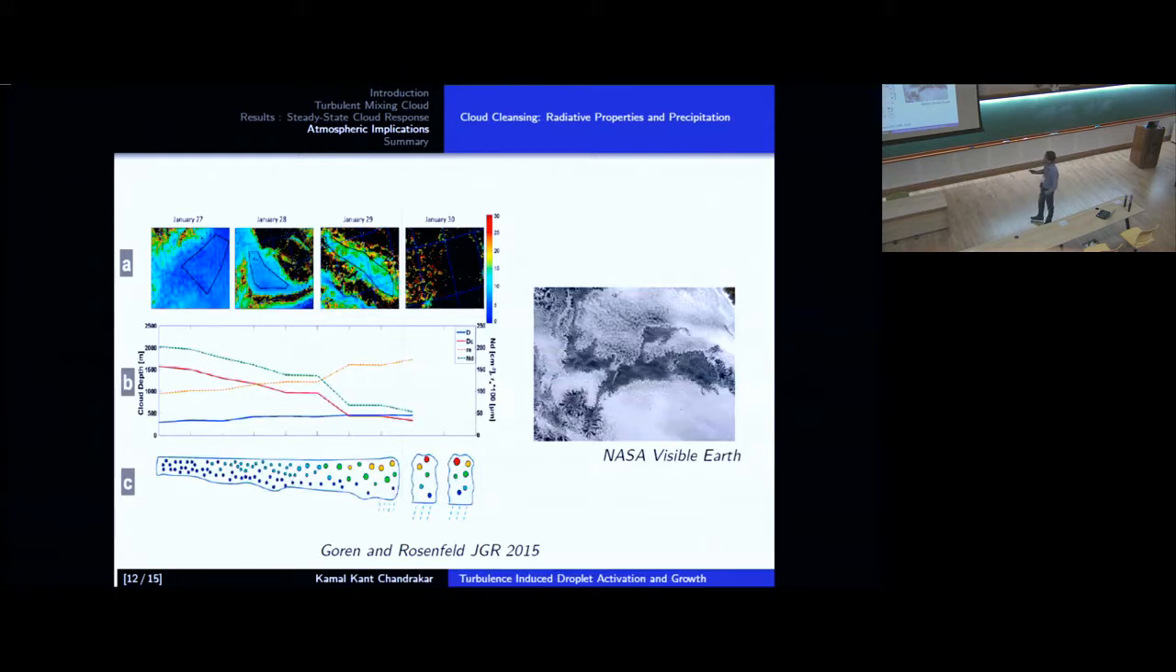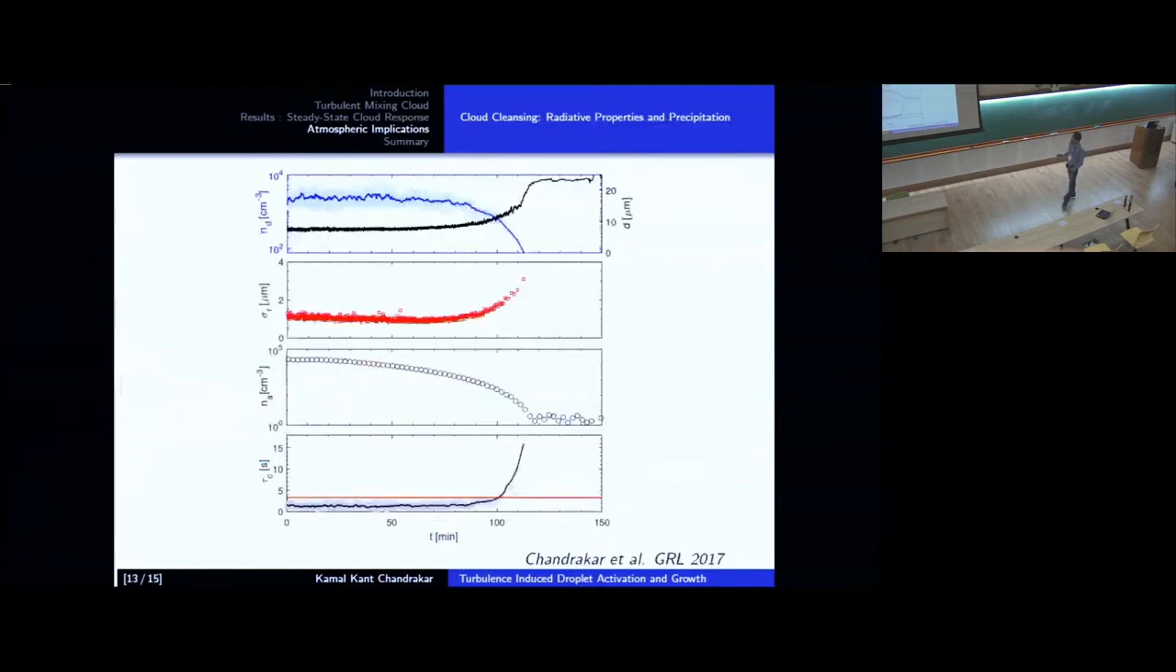So the droplet size distribution is very important because first it increases the probability of collision, and second, the radiative properties like scattering, or effective radius and optical depth of the cloud, are a function of the higher moments of droplet size distributions. And this cloud cleansing is also responsible for changing the cloud from a closed cell to an open cell kind of structure, where all the radiative properties change drastically. So we observed a similar thing in our lab.